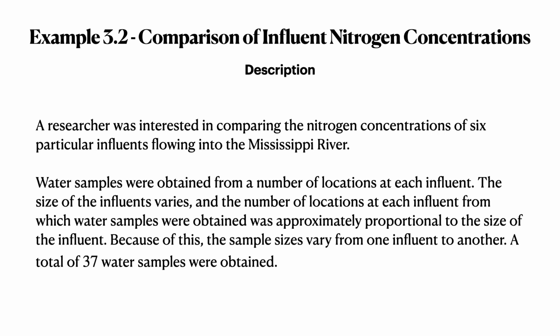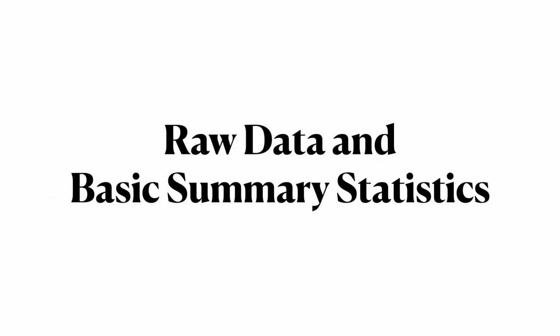Water samples were obtained from a number of locations at each influent. The size of the influents varies, and the number of locations at each influent from which water samples were obtained was approximately proportional to the size of the influent. Because of this, the sample sizes vary from one influent to another. A total of 37 water samples were obtained. Let's take a look at the raw data and the basic summary statistics.